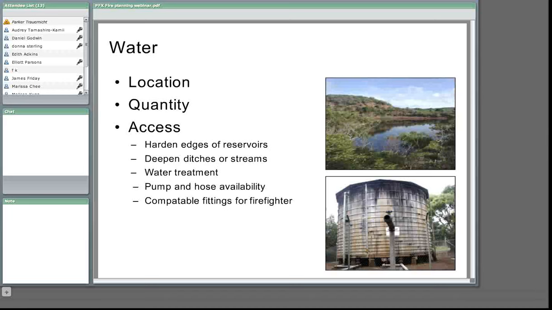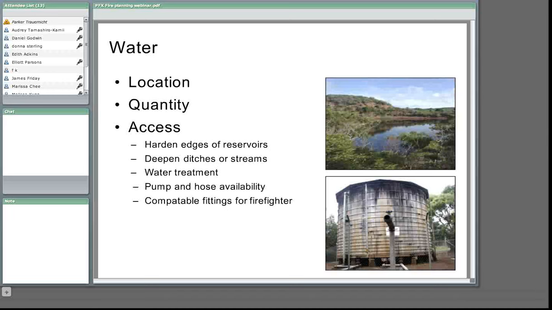Reservoirs often have linings that might preclude the use of helicopter dips for the bucket work. And you can also make improvements like deepening ditches or streams to improve access. There was a case here on Oahu where one of these agricultural producers had an anti-fouling agent in the water in the reservoir, and so the fire responders didn't want to use it to start dumping it on the forest. So if there's any kind of treatment being done, that might be good information to present.